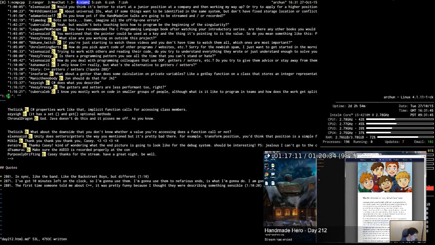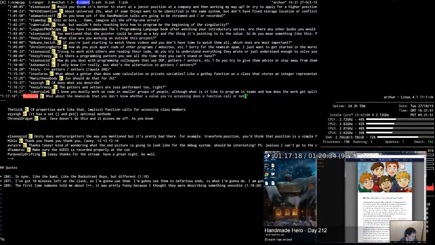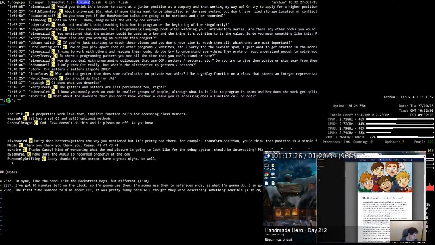Besides it, what about the downside that you don't know whether a value you're accessing does a function call or not? Well, that'd be a real difficult one for the C++ people to defend, since everything else they did doesn't tell you. Operator overloading does not tell you if you call a function. Construction does not tell you whether you call a function. Nothing in C++ tells you you're calling a function, except that one, and that's the one where you really don't want to have to know if you're calling a function, right? So it's kind of ridiculous.